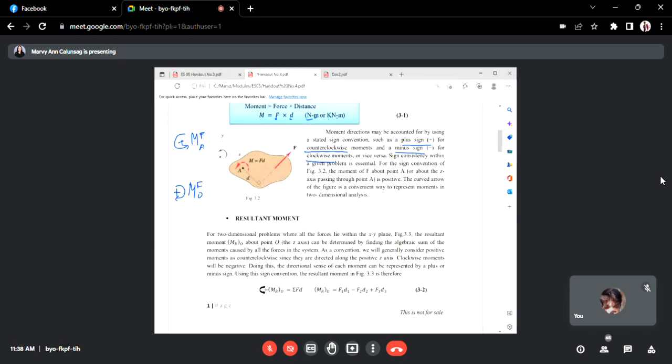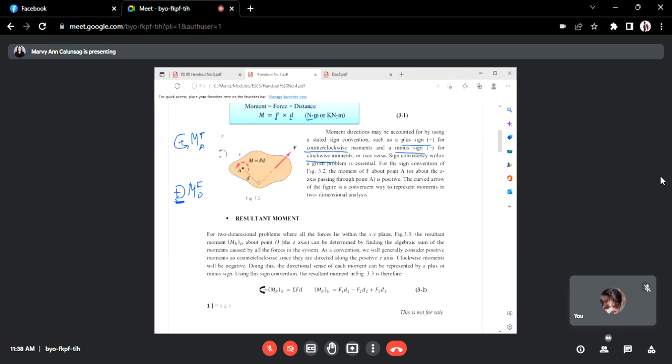Anyway, we will write the assumption always. When we solve for the moment of a force, we will write the assumption always, because later on there will be examples wherein we take clockwise moment as positive.